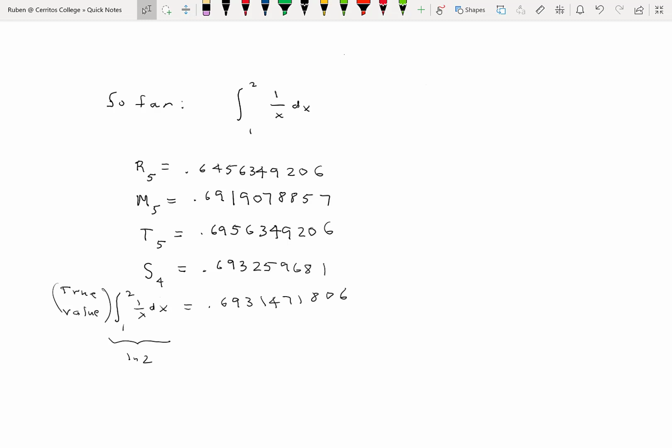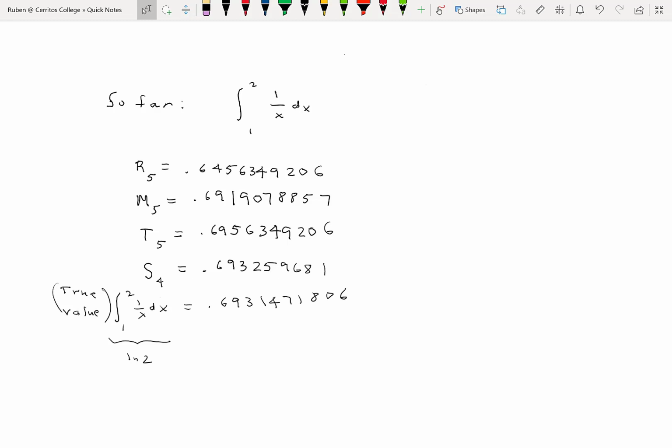We used 4 because Simpson's rule, unlike the other methods in this section, requires an even number of subintervals. And I listed there the actual value of the integral to 10 decimal places. And again, that integral equals the natural log of 2. I accessed it just by using my calculator. I just pushed ln 2 and enter.